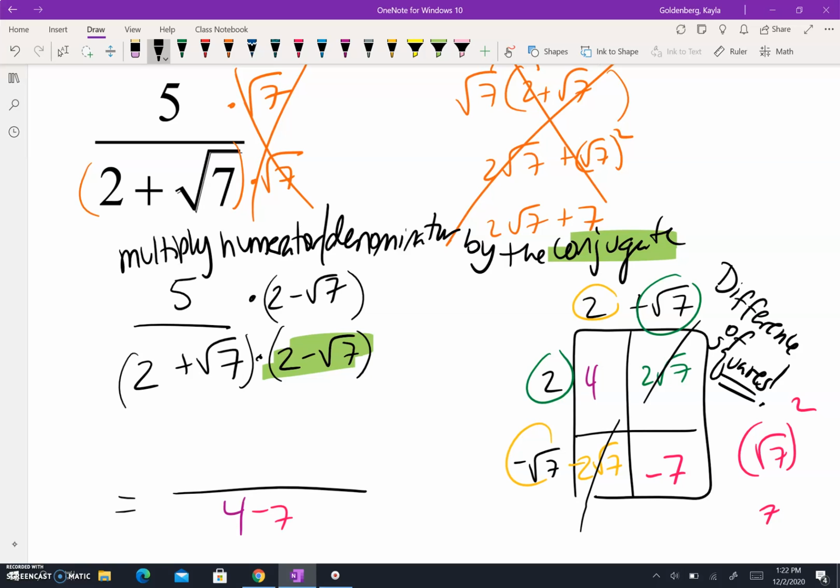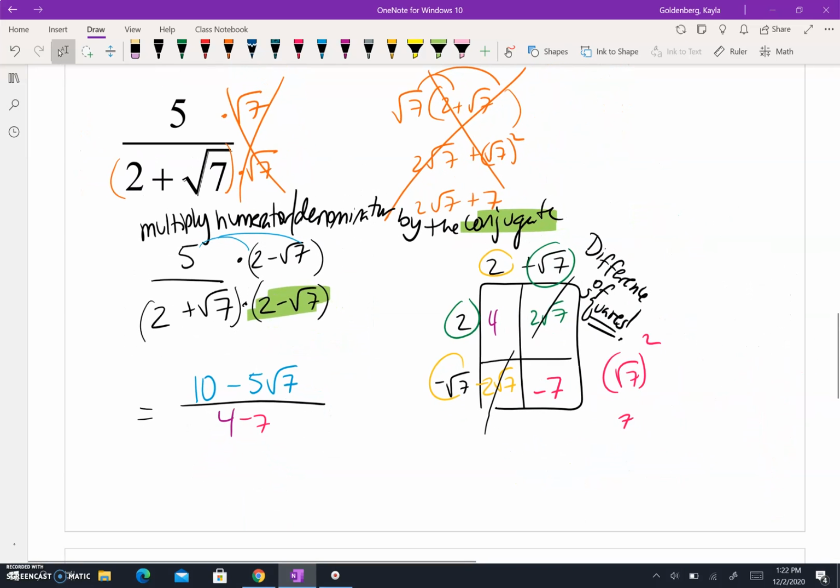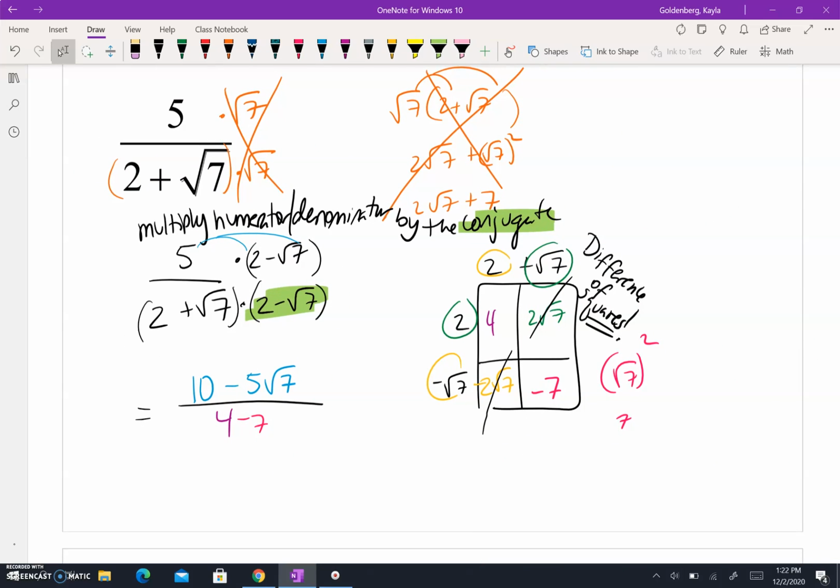On the top, I'm going to distribute my 5 to both pieces. So 5 times 2 is 10, and 5 times square root of 7. And then I'm just going to simplify my denominator because I do want to clean that up, the 4 minus 7, right? I can simplify that a little bit. So 4 minus 7, that's going to be a negative 3.